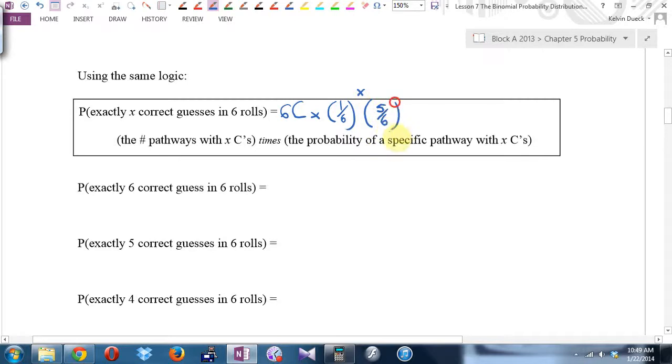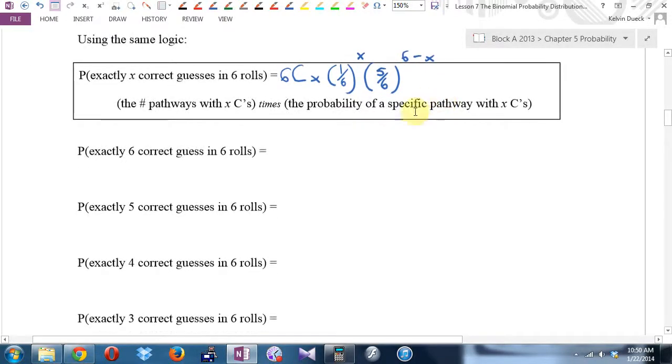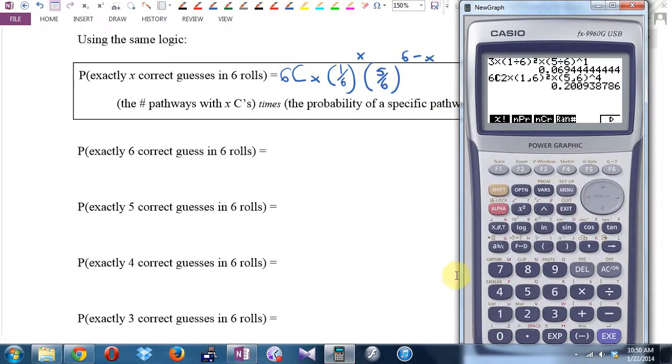Probability of getting it wrong? How many wrongs do you want to get algebraically? 6 take away X. So if X is 2, 6 take away 2. You want a 4 there. If you want 5 right, you want 1 wrong. So we can do some fairly quick number crunching, I think, if you get your calculators out.